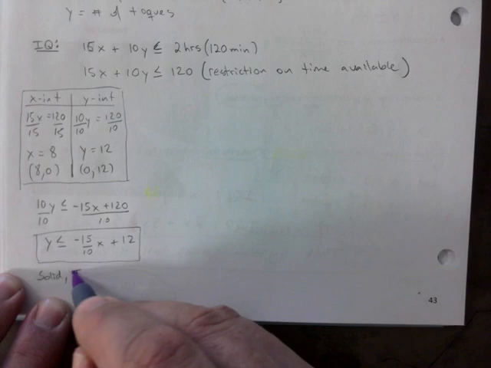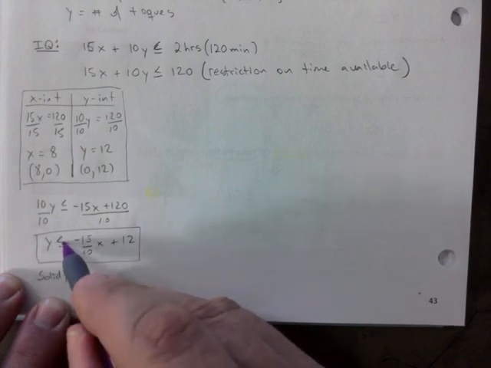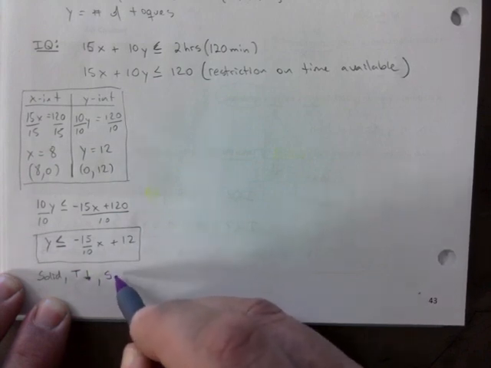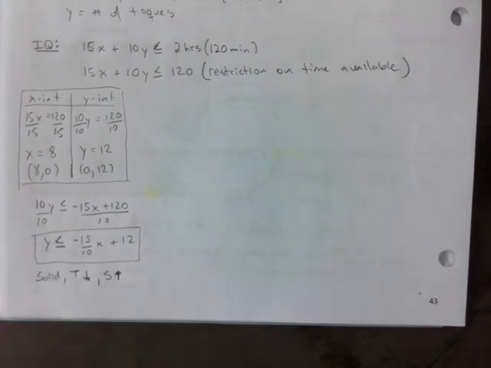The true region is where? Your study sheet should tell you that, right? If it's less than, the true region is below, but we're going to be shading the exact opposite. We're going to shade above because we're using reverse shading.